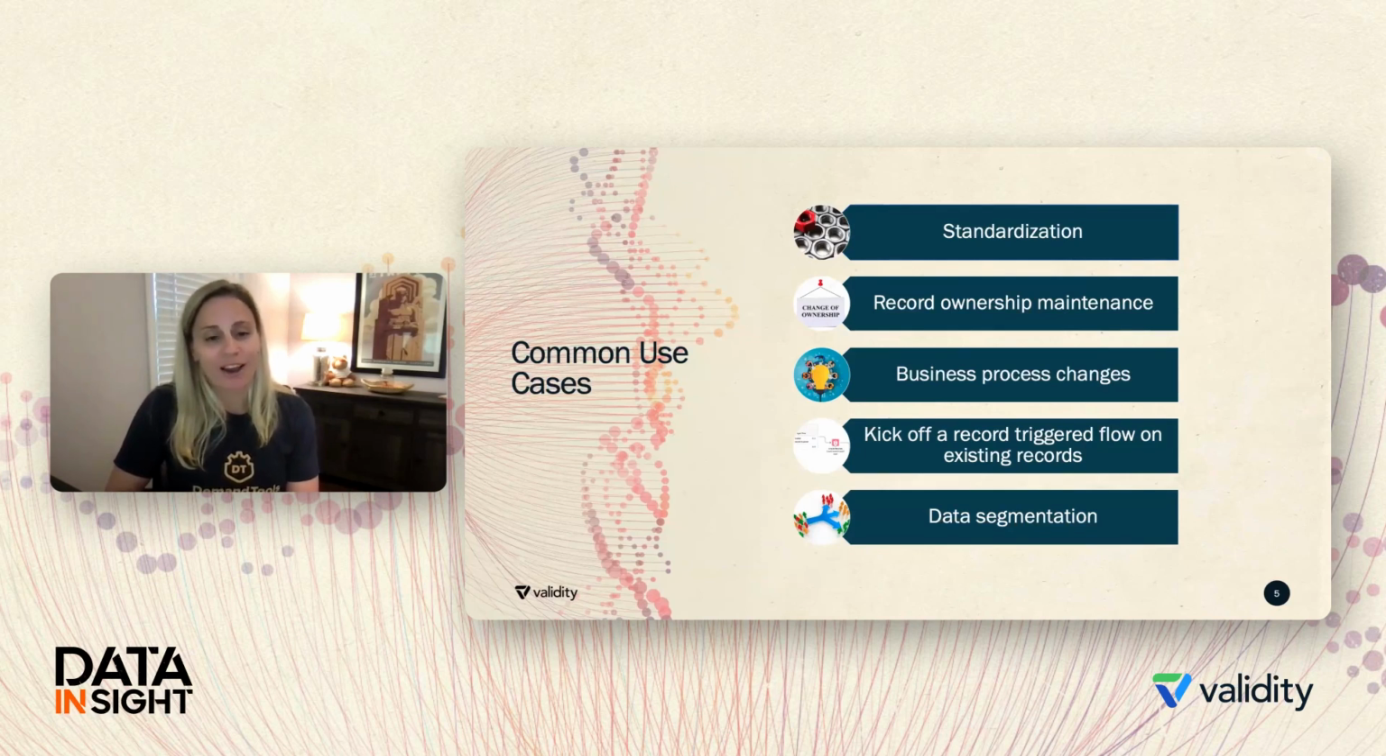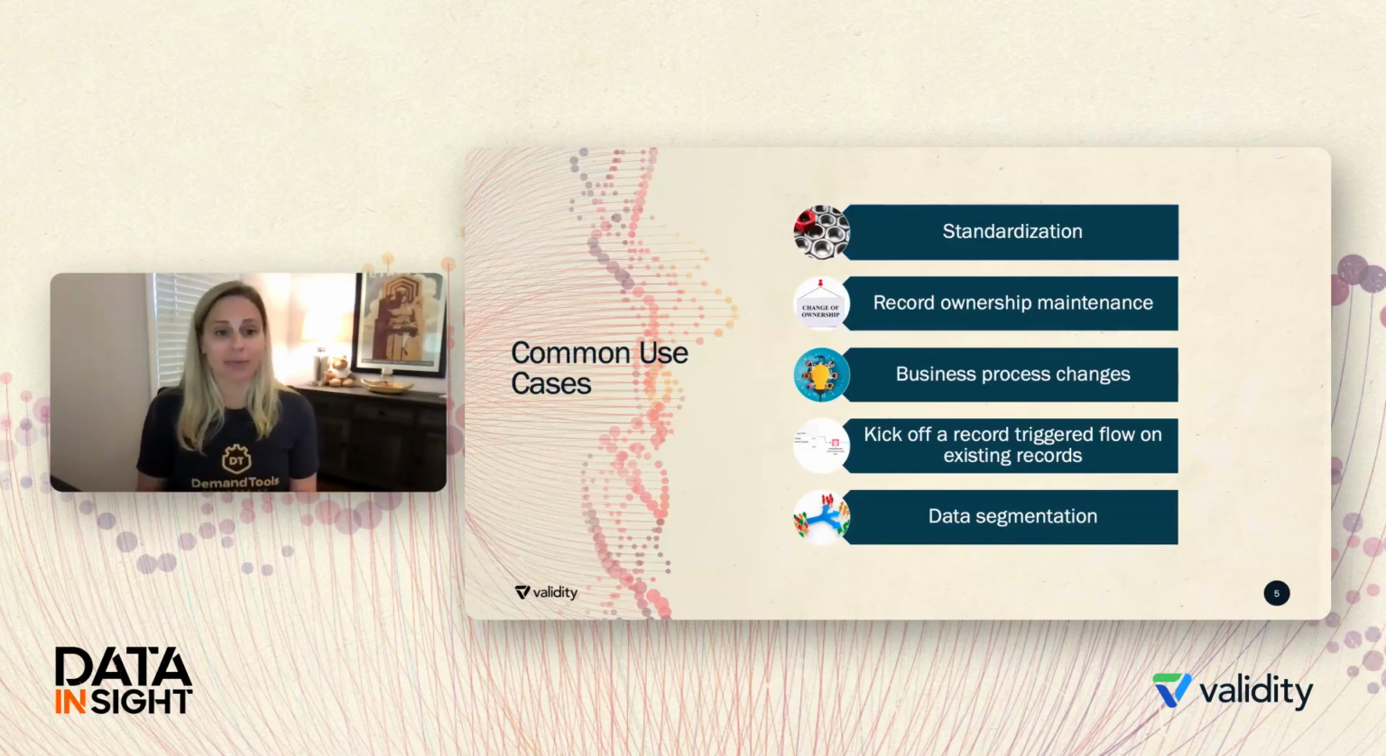There's also kicking off a record triggered flow on existing records. So record triggered flows are great. They can trigger on creation, an update, or a deletion of a record. But the hard part is saying, okay, well, I created this flow and now I want to retroactively take it back to the data that's already there. How can I do that?